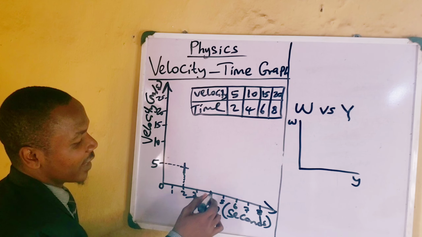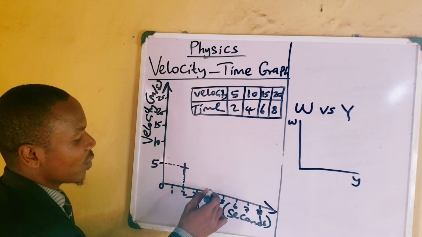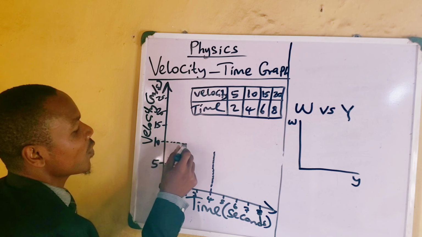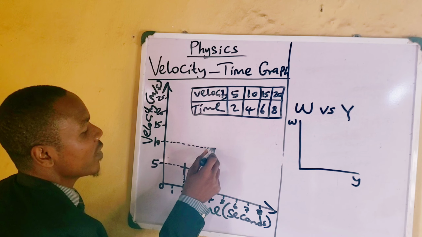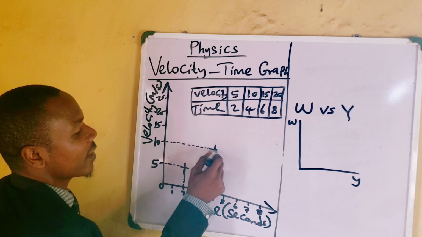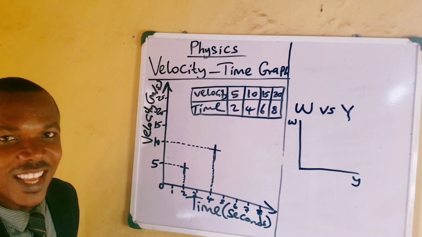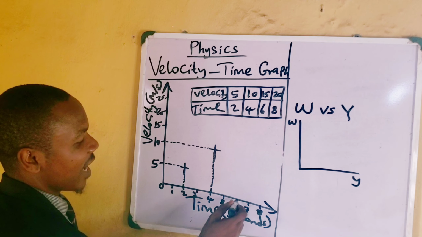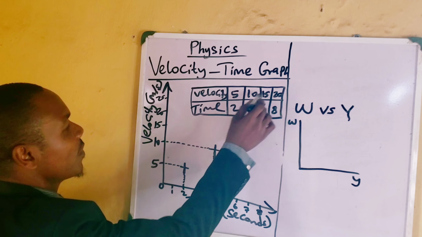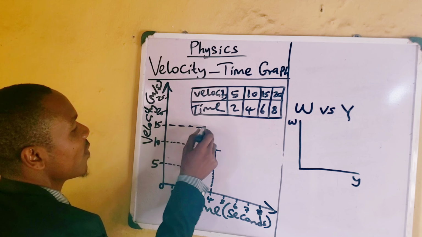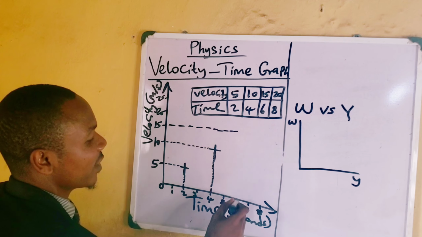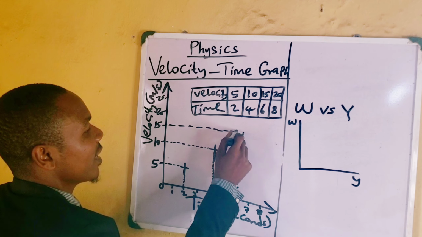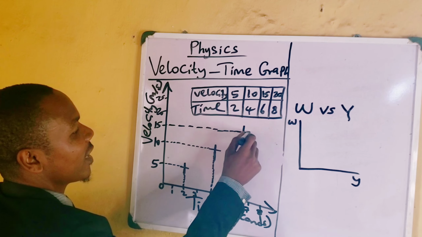So look at 4 here, time, and velocity being 10. I will come up here, I'll follow the vertical line. Then for this one, I'll follow the horizontal line. Then they will meet somewhere here. So I will have something like this. Can you see that? All right, so that is it. Next one we have is 6. I have 6 here, and I have what? 15. So look at 15 here. I'll follow the horizontal line. Then I'll follow the vertical line like this. Can you see that? So I'll have something like this.